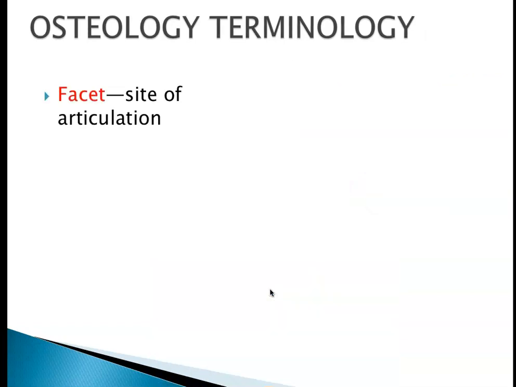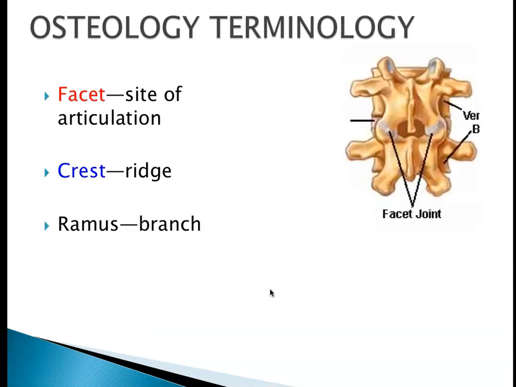And then we have the word facet. This is our site of articulation. Our example here is looking at our vertebrae, and up here you see a smoothed out area which is going to meet with another vertebra. So basically it's the smoothed out area which will meet up with another bone to form a joint.